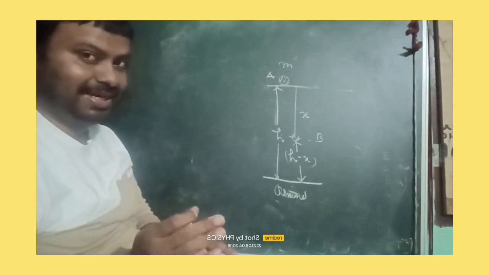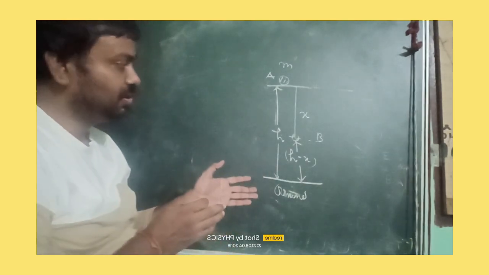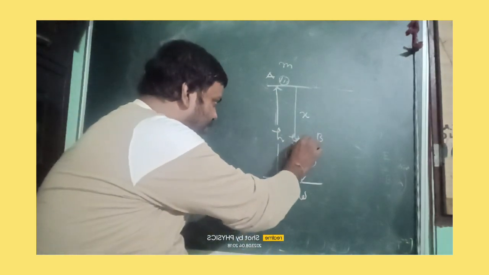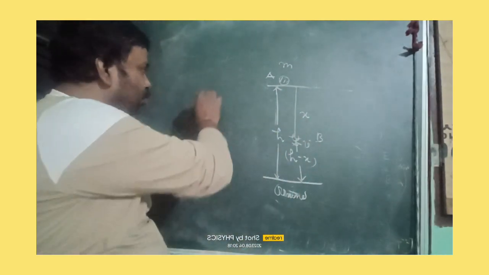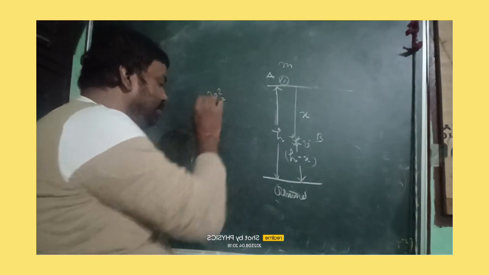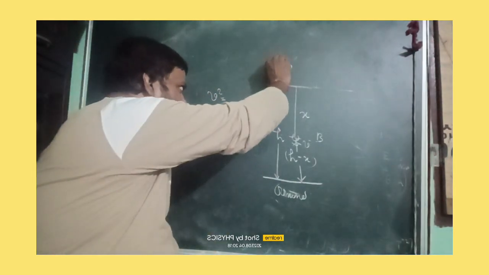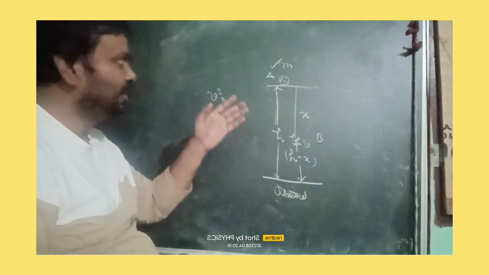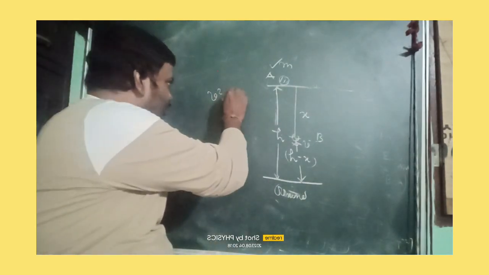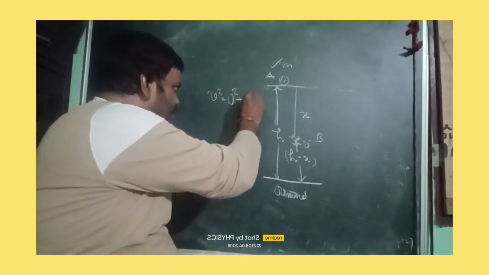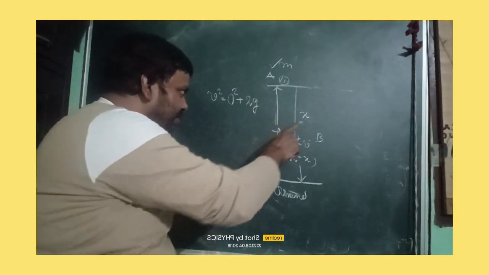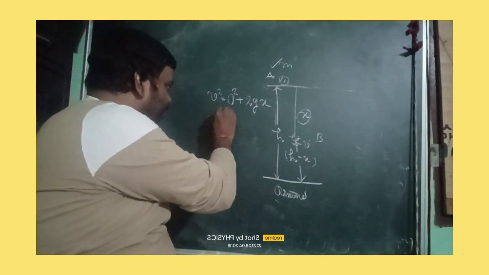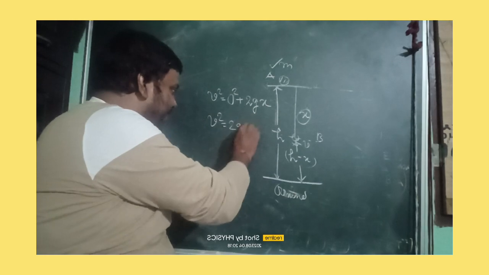Now what is its kinetic energy? To find its kinetic energy, first we have to calculate its velocity at the point B. Now we know the formula v square is equals to u square plus 2gx. Here u is 0 because it is initially at the rest position. So 0 square plus 2g and the distance covered is x. So we have v square is equals to 2gx.